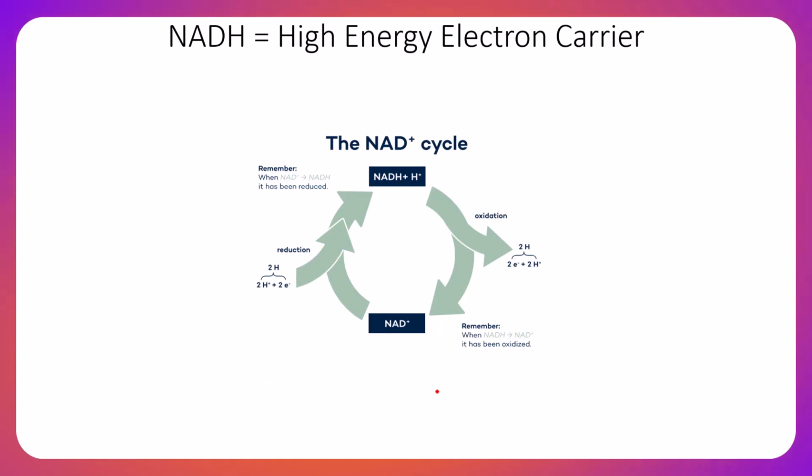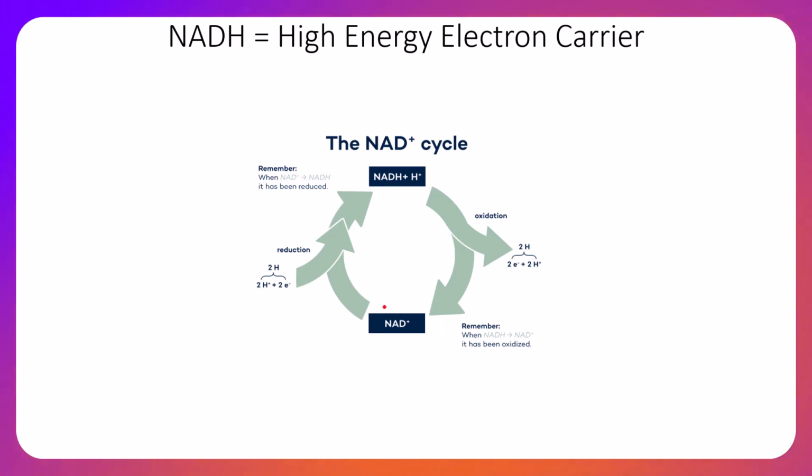So the first thing we need to do when talking about ATP synthase and the role of this last stage of cell respiration is understand how NADH works. NADH is the high energy electron carrier. It is converted from NAD+. So you'll notice by looking at this diagram that there is a relationship between NAD+ and NADH. This is the NAD+ cycle.